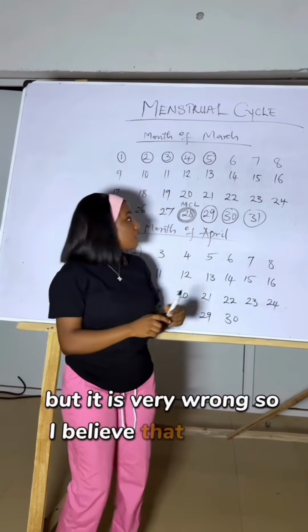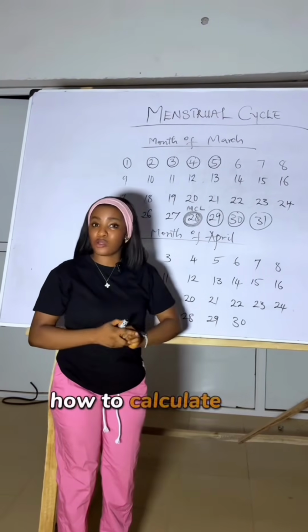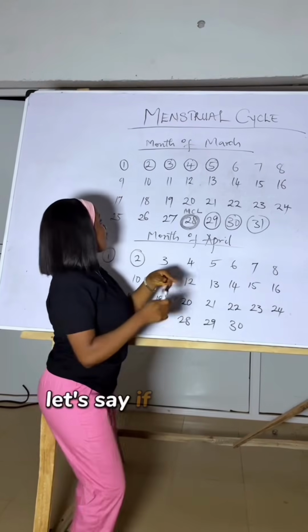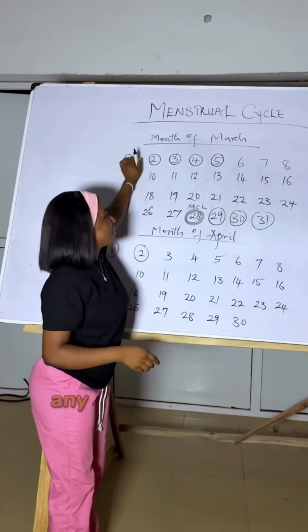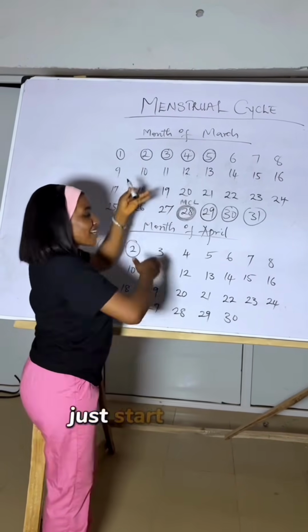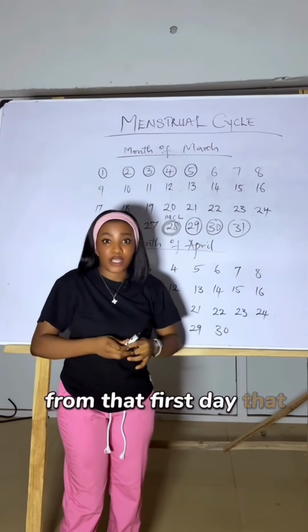So I believe that with this, you have learned how to calculate your menstrual cycle length. Even if your own starts on the 2nd, any day of the month at all, just start counting from that first day that you see your period.